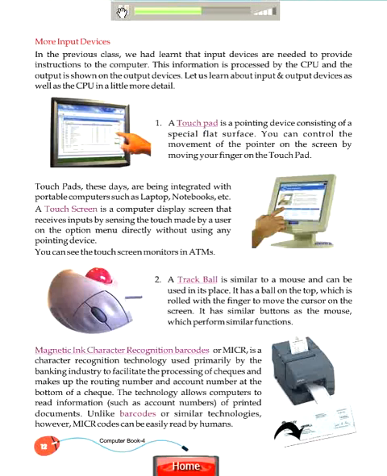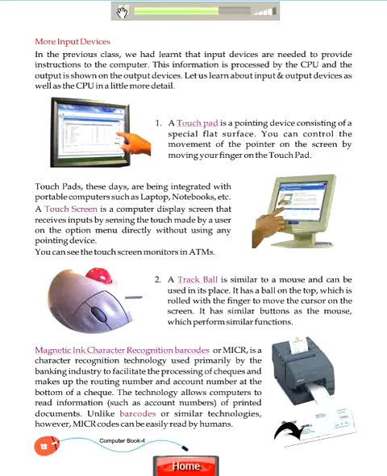Number 2. A trackball is similar to a mouse and can be used in its place. It has a ball on the top which is rolled with a finger to move the cursor on the screen. It has similar buttons as the mouse which perform similar functions.